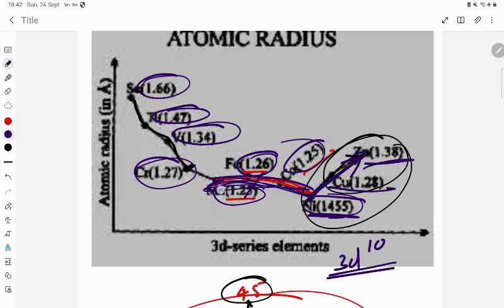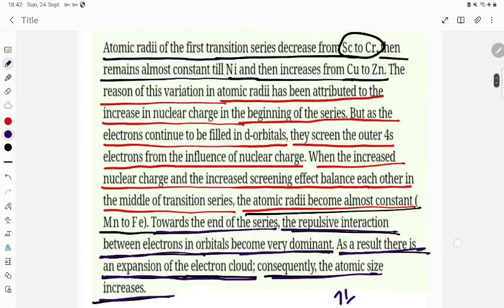So these trends you can understand: here decreasing because of increase in the nuclear charge, here constant because of the balancing of the increase in nuclear charge and increase in shielding effect, and here increase because of the repulsive forces. So this is all about the answer.